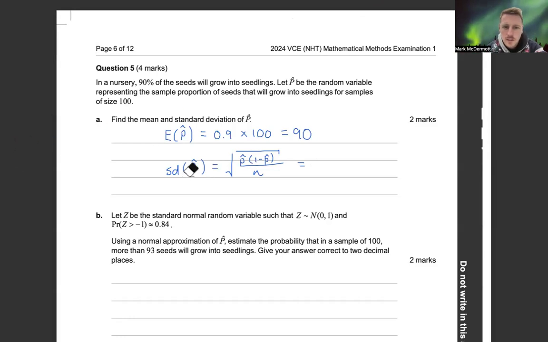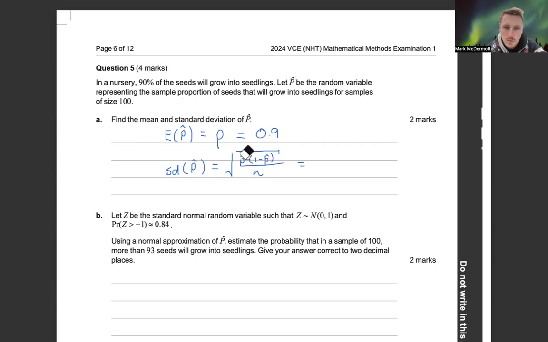Okay, this first one was wrong, and yeah, I can see why. So we're sampling, right? So we've got 100, whatever it is, seeds, and we're saying, all right, what is the sample proportion mean? And that's just equal to 0.9 in this case. So 90% of seeds will grow into seedlings. So the sample proportion will be 0.9.